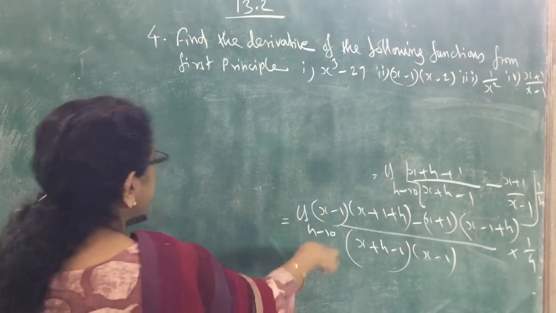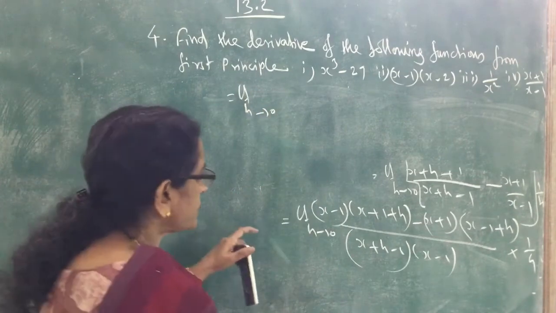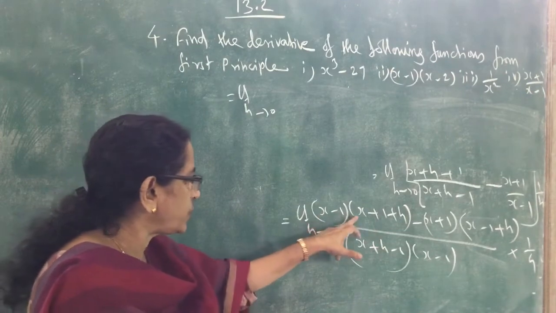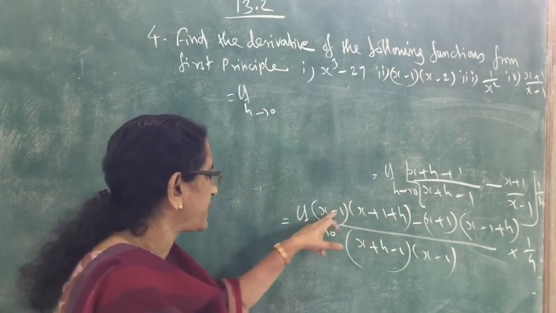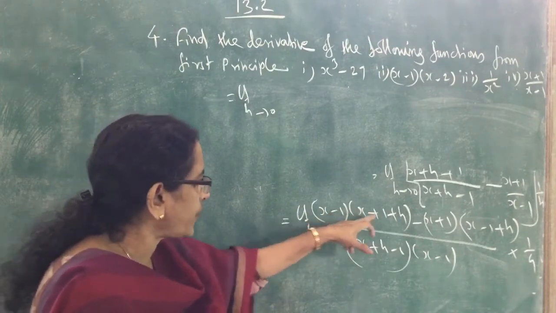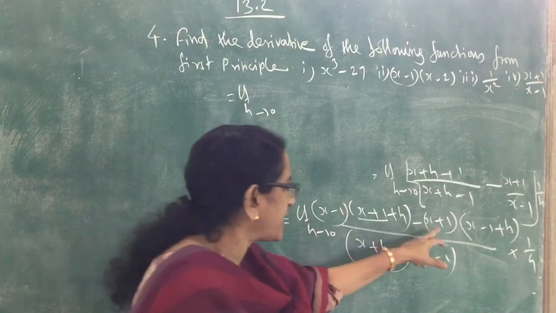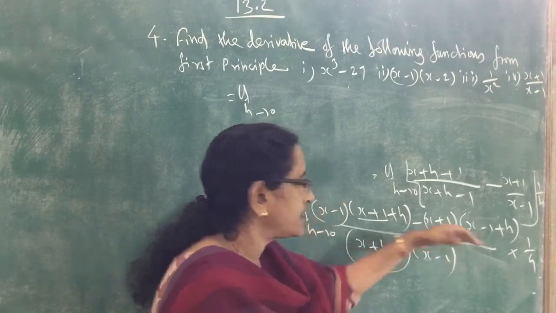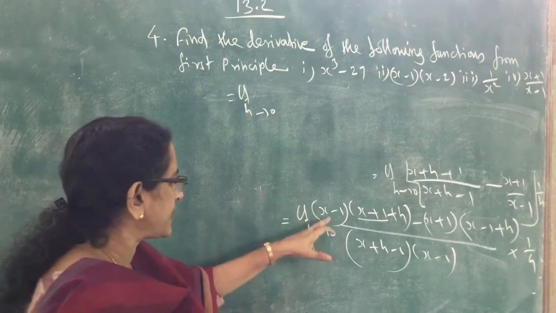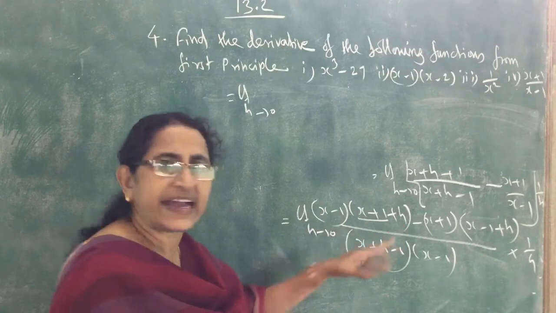So we can write this equal to limit h tends to 0. Now see, we can write like this. This is the same as x minus 1 into x plus 1, and x minus 1 into h. Like that we can expand. We can combine these two together, because the same way here also we get x plus 1 into x minus 1, so we can cancel that. So it will be easy. So we can write like that, x minus 1 into x plus 1 plus x minus 1 into h.